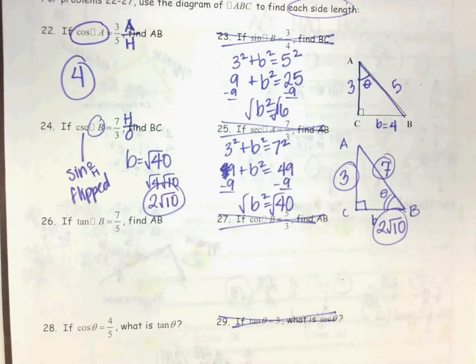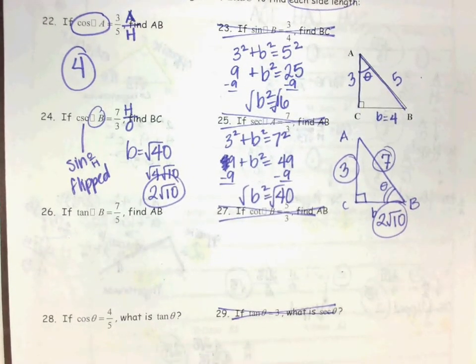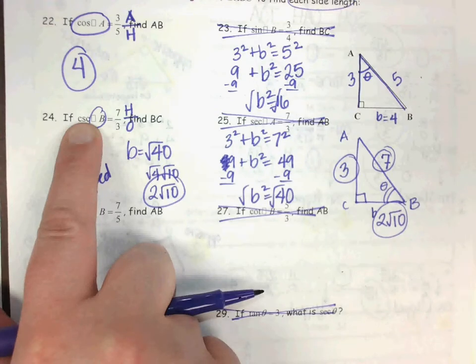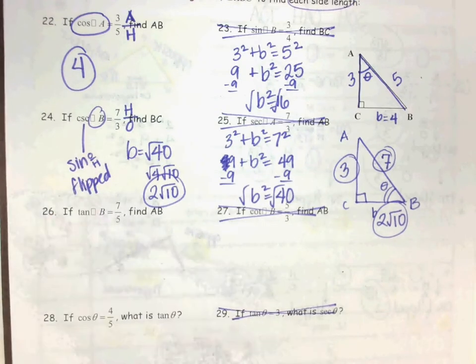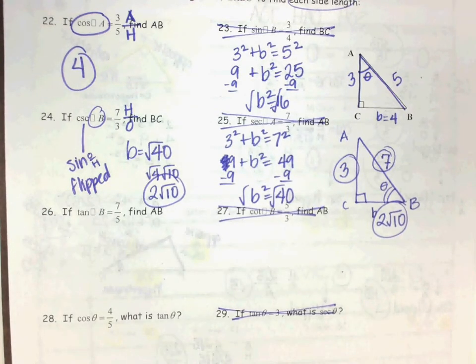Why don't we use the box? Because we were trying to, so it's not sine here, it's cosecant. So cosecant and sine are buddies. To find cosecant, you flip sine.